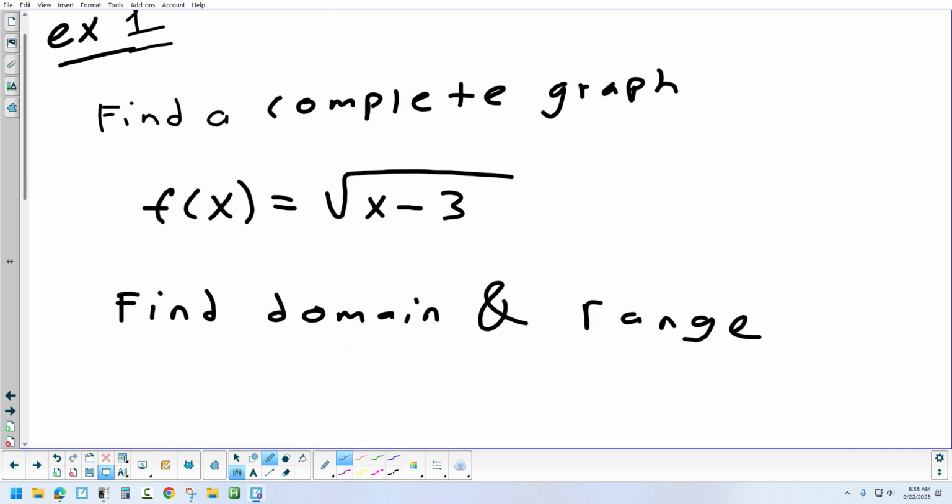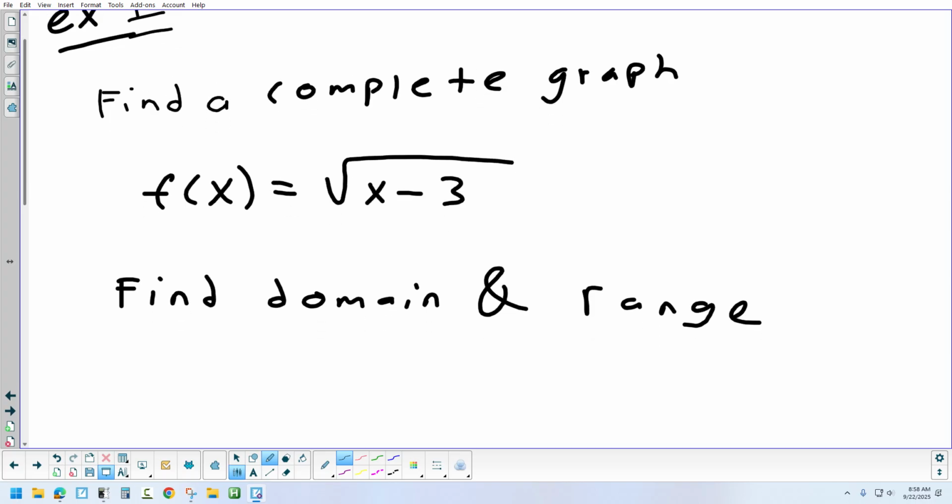Okay, so let's look at this one. Find a complete graph. That means we're doing it on the calculator, at least for that part. And then they want us to figure out the domain and the range. f of x equals the square root of x minus 3.